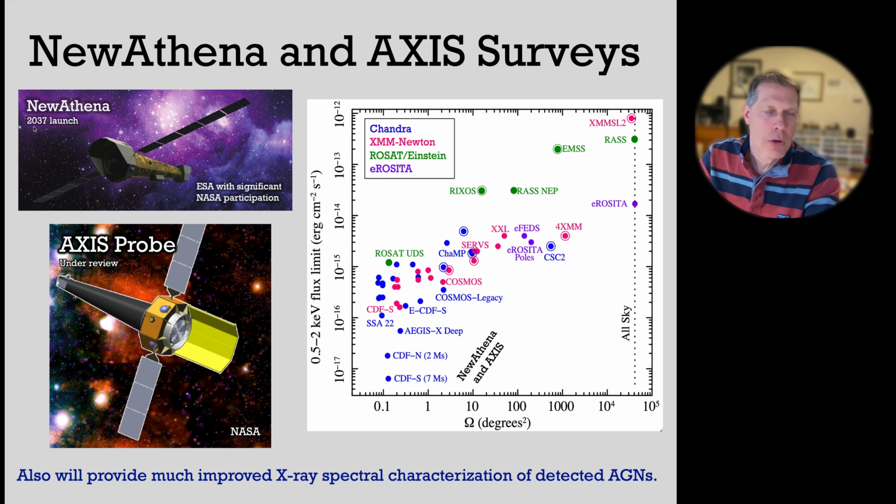And then finally, we of course are very excited about next generation X-ray surveys with New Athena, which is now scheduled for launch in 2037, and with the AXIS probe, which is currently being developed under review at NASA. And these facilities will allow us to get much better wide field surveys with very high sensitivity, reaching around the sensitivity or even beyond the sensitivity of the Chandra Deep Fields, but over much larger sky areas, giving us much larger samples. That will be extremely valuable.